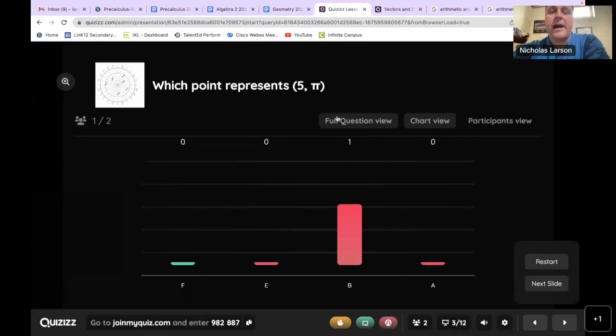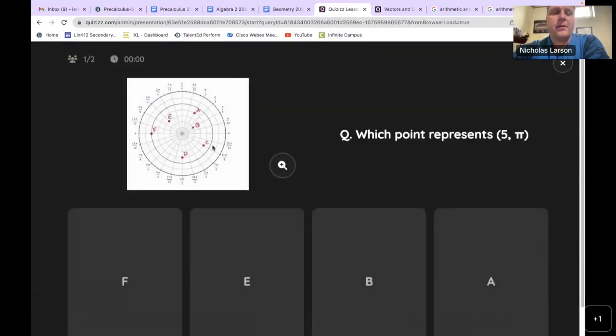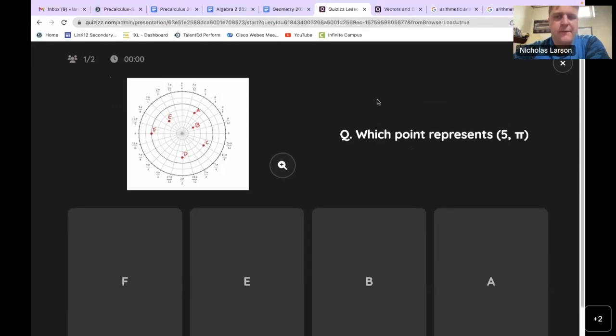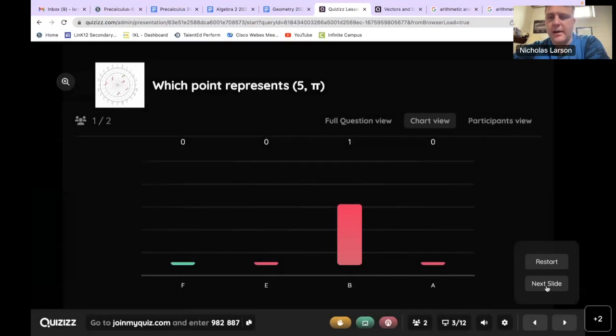Five pi is actually going to be point F. So if I look at this picture again, how many rings do I go out? 1, 2, 3, 4, 5. And then I'm on the angle of pi if I think about my unit circle. Okay, this would be F. All right, next slide.